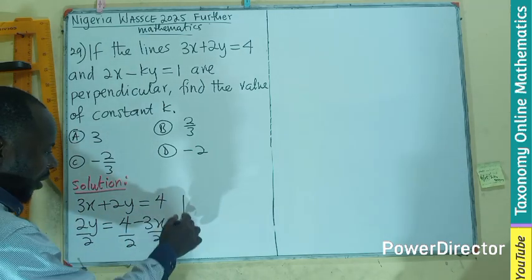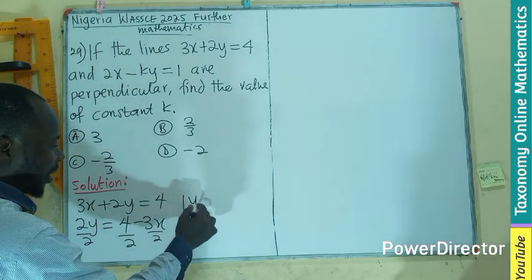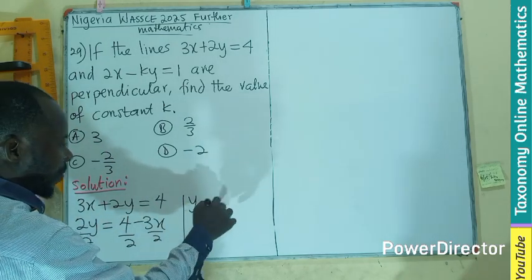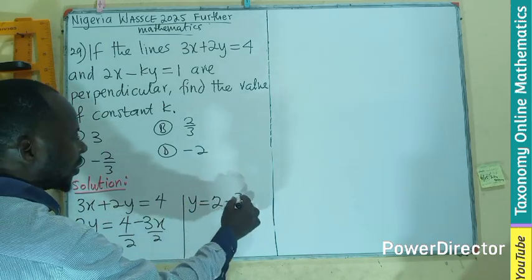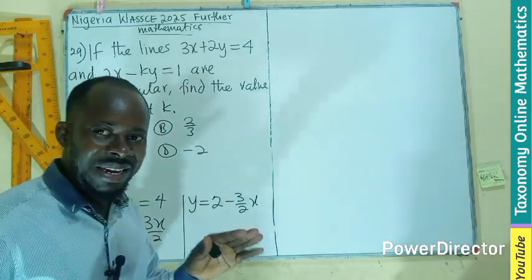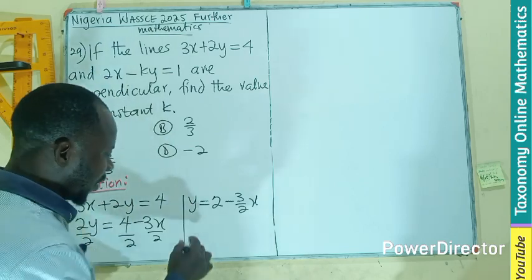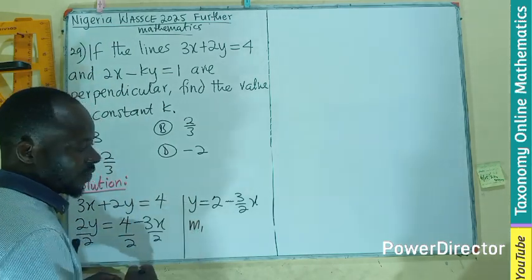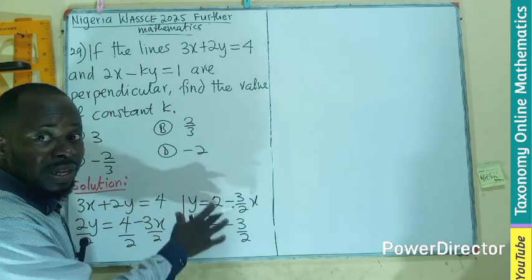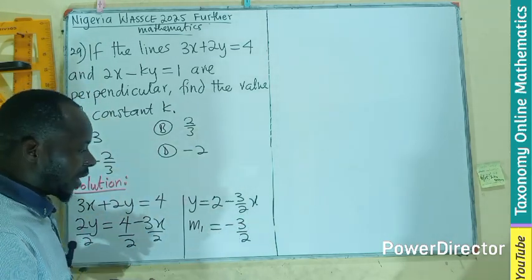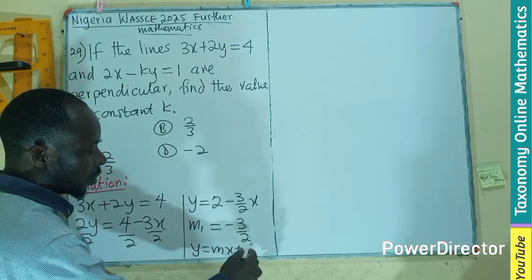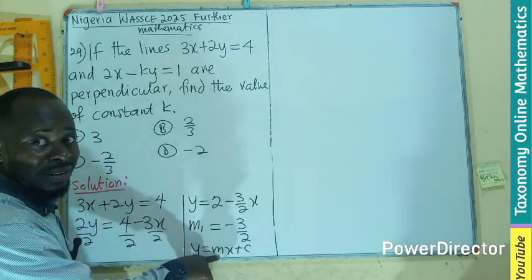So we are going to be having y equals 4 divided by 2, which is 2, minus 3 over 2 x. Remember, you're looking for the gradient, which is the coefficient of x. So the gradient of the first line is going to be minus 3 over 2, just the coefficient, not the x. All right, because the equation is in the form y = mx + c, where m is the gradient.